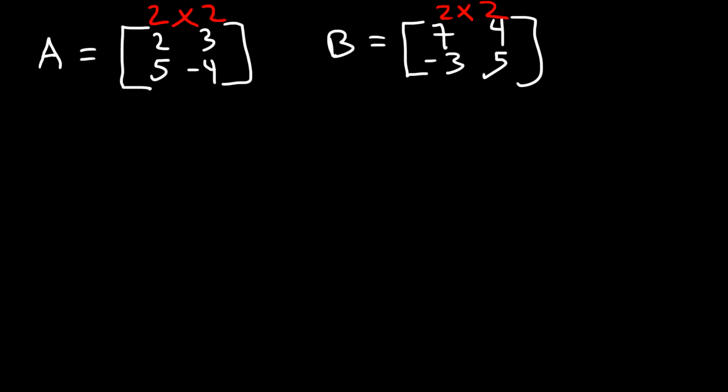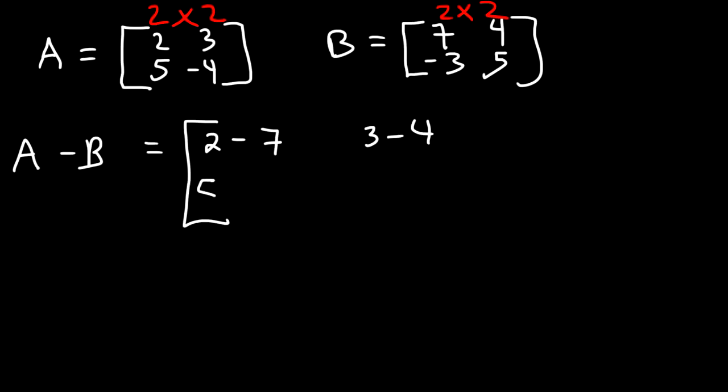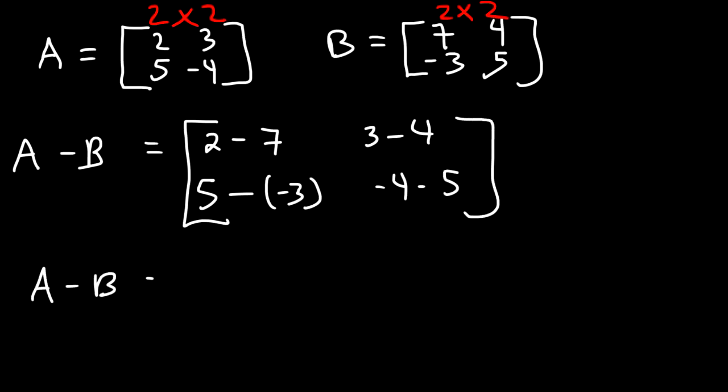So what about subtracting two matrices? Let's subtract matrix A and B. So we're going to start with A and then subtract it by B. So it's going to be 2 minus 7, 3 minus 4, 5 minus negative 3, and then negative 4 minus 5. So A minus B, that's going to be 2 minus 7, which is negative 5.